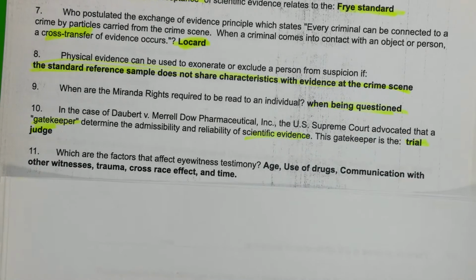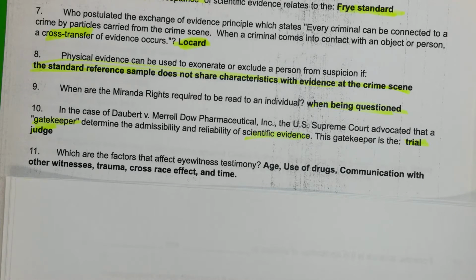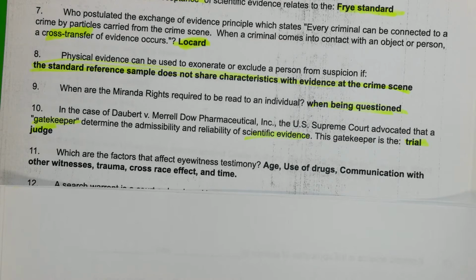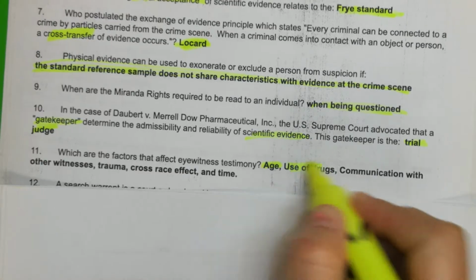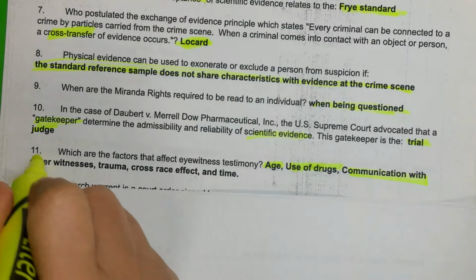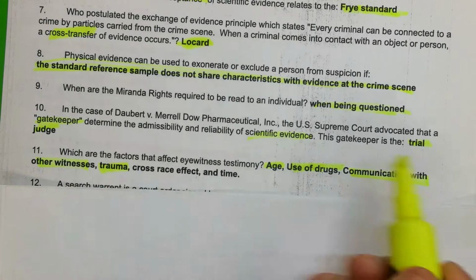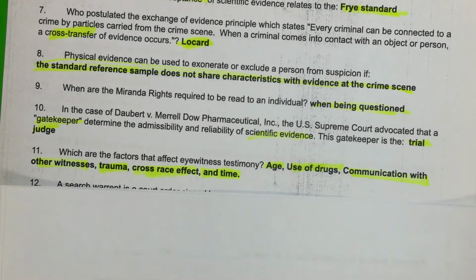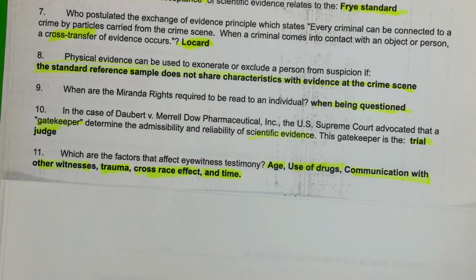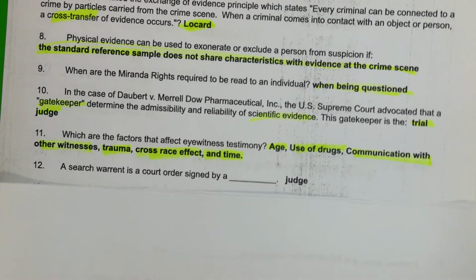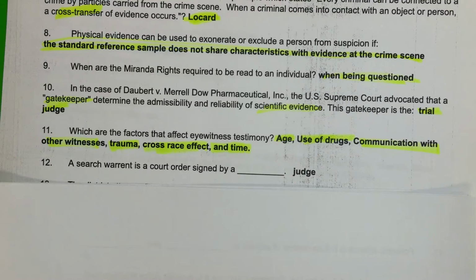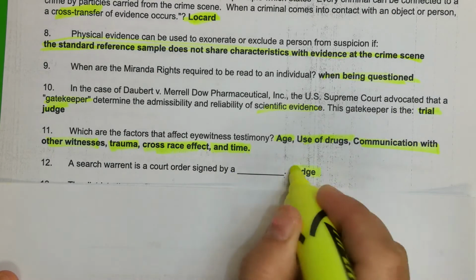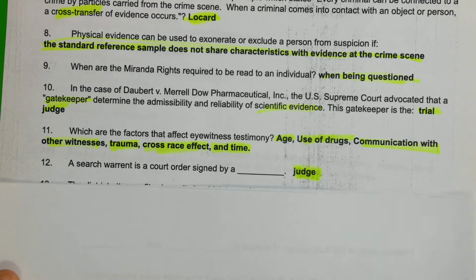Number 11, which are the factors that affect eyewitness testimony? So this is age, use of drugs, communication with other witnesses, also the trauma, cross-race effect, and also time. Okay, number 12. A search warrant is a court order, and it must have been signed by the judge. Very important, by the judge.